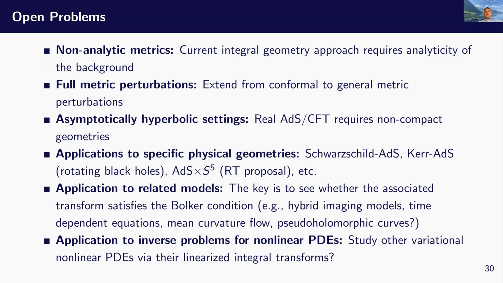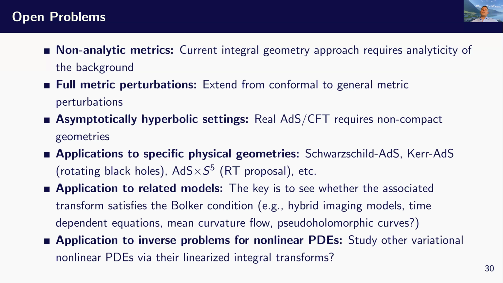And also let me mention that this machinery might work also outside minimal surfaces. The key which we saw is to verify the Boltzmann condition. So for example, you could try that in hybrid imaging models where you have slightly more data. You can also try this machinery in time-dependent equations, especially in the mean curvature flow. And I also know that some in our community have been interested in inverse problems for pseudo-holomorphic curves. And I think they have not been worked out. So you can try these methods for these pseudo-holomorphic curves as well.